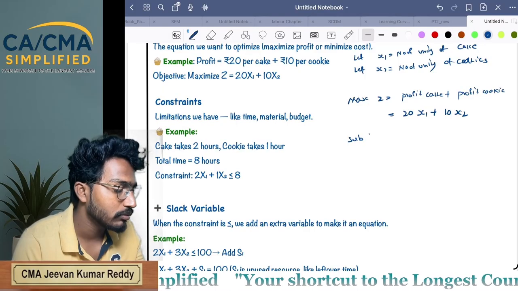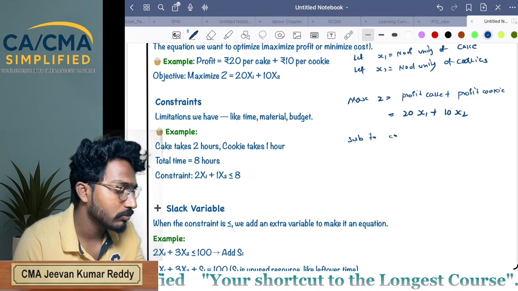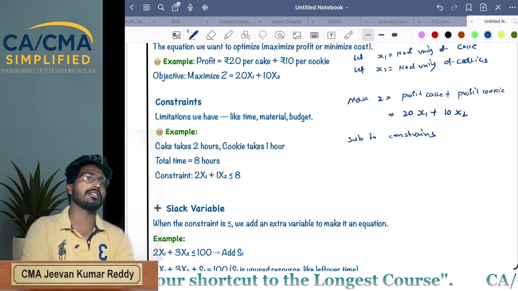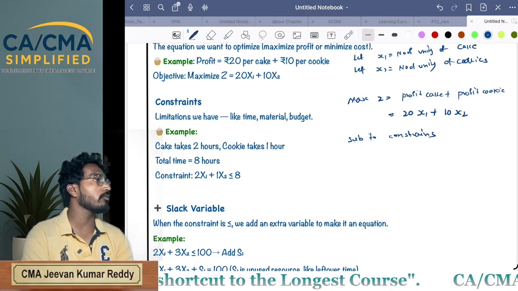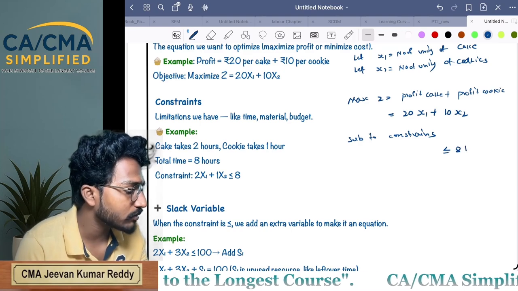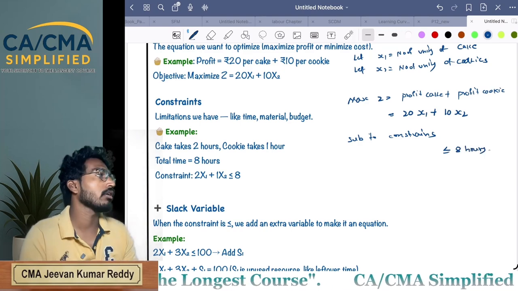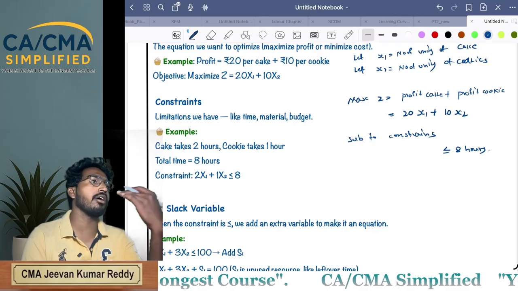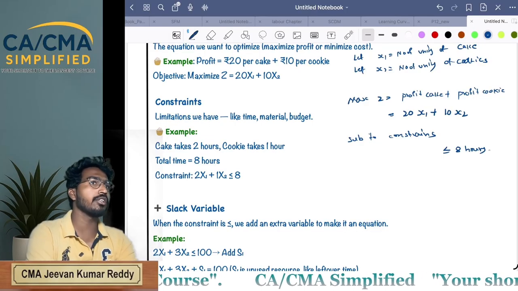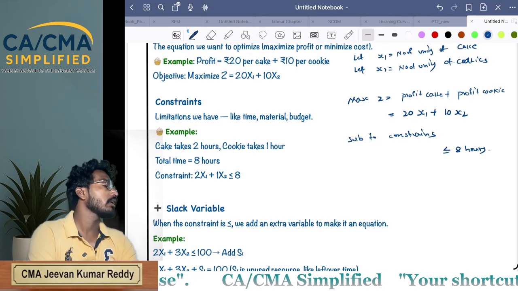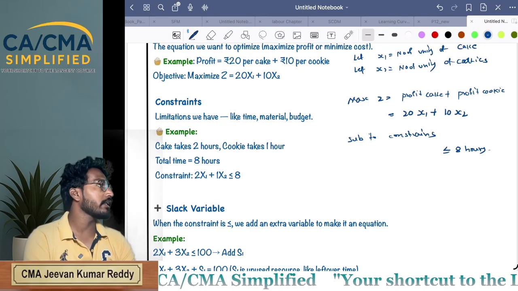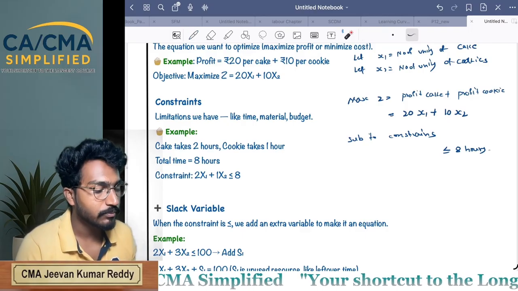Subject to constraints. Now, how much time do we have? We have only 8 hours. You can produce as many units of cakes and cookies as you want, but within the time of 8 hours. You can't exceed the time limit of 8 hours.